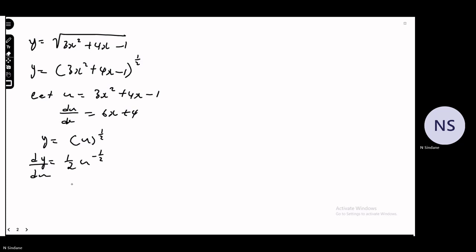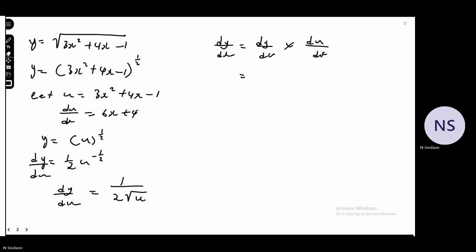From there, I can rearrange it. It will give me dy over du is equals to 1 over 2 square root of u. Right? Then, don't forget dy over dx. This is equals to dy over du multiply du over dx. Then what is my dy over du? It is 1 over 2 square root u. Multiply this by, what is my du over dx?